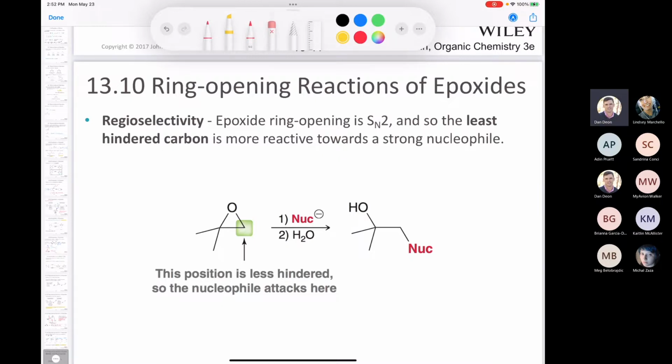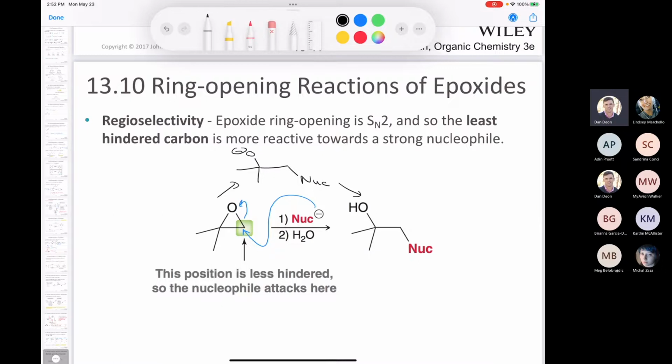You take a look at these two positions, the one highlighted in green and the one I'm highlighting in yellow. Well, the one that's highlighted in green is less hindered, and so it's going to undergo the nucleophilic attack. Your nucleophile is going to come in, it's going to attack this carbon, it's going to open up the ring, and you're going to form an intermediate that looks like this, where you have the two methyl groups. You're going to have your oxygen with a negative charge, and then you're going to have your nucleophile here.